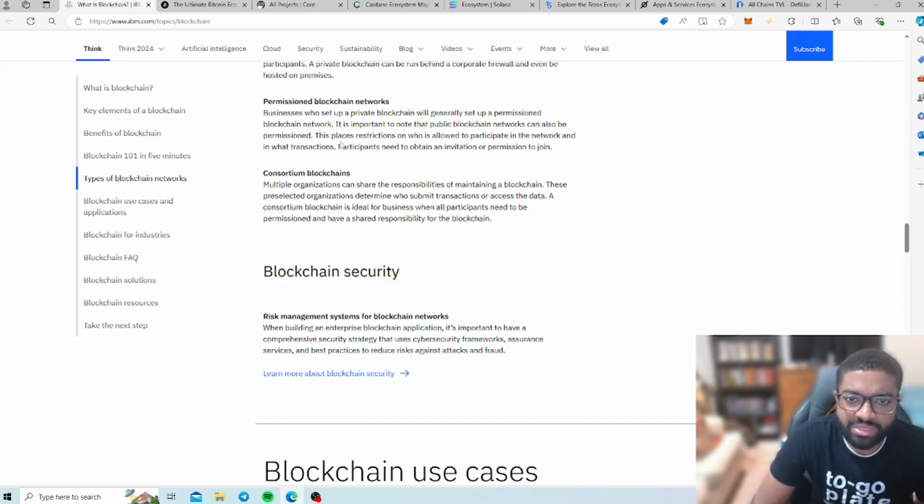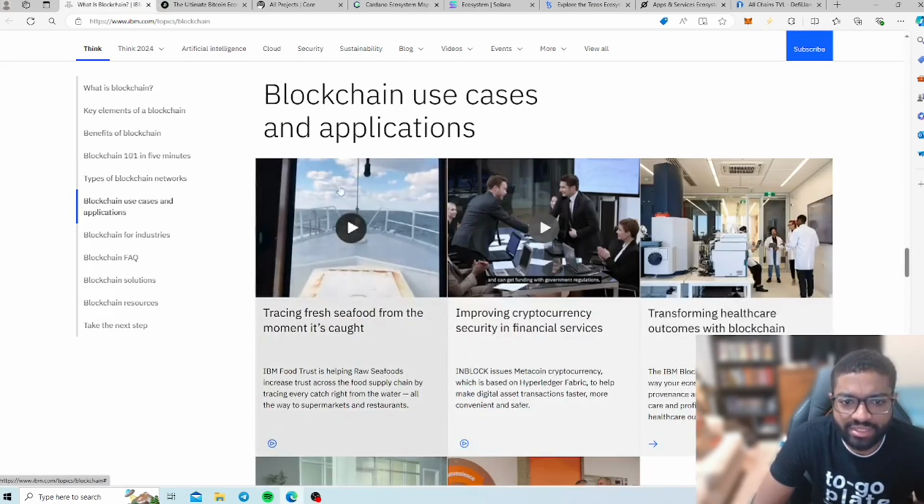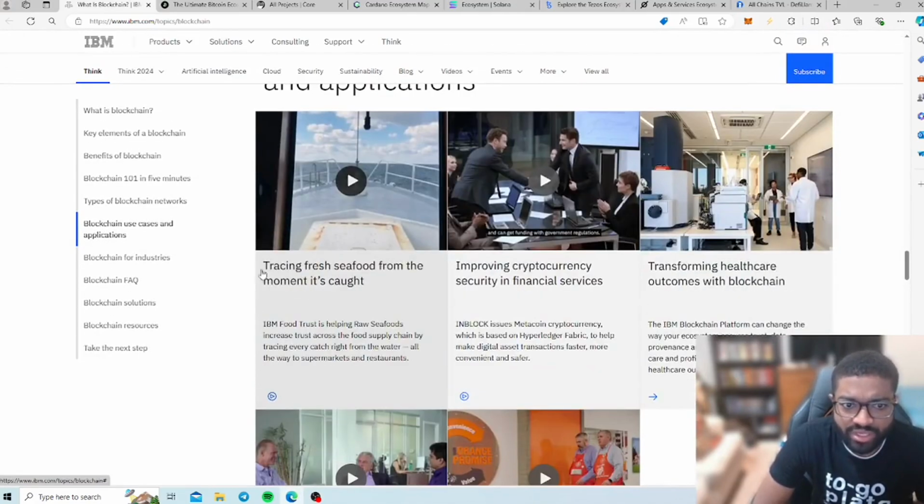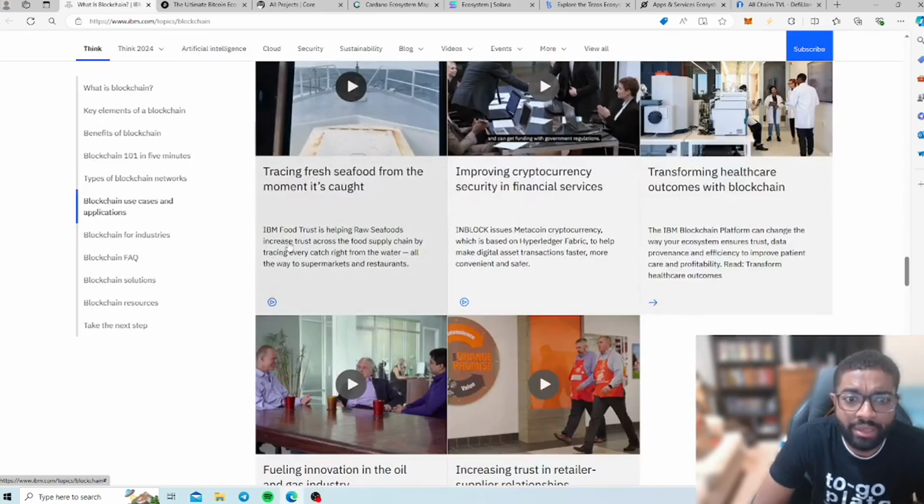Participants need to obtain an invitation or permission to join. So we could look into some blockchain applications. Let's also look at some use cases. You can see tracing fresh seafood from the moment it is caught. IBM Food Trust is helping raw seafood providers increase trust across the food supply chain by tracing everything they catch from the water all the way up to supermarkets and restaurants.